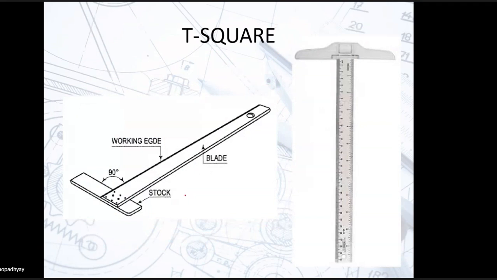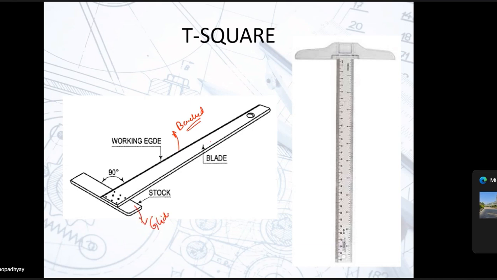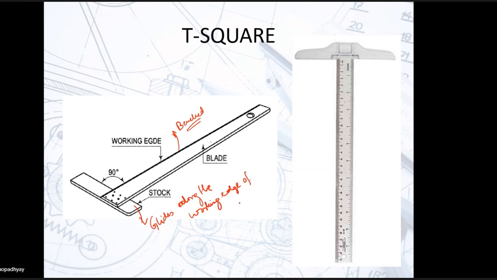So here is your T square. This is the working edge, and this edge is beveled. This is the blade, and this is the stock. Now this stock glides along the working edge of the drawing board. Okay, so it might look something like this.